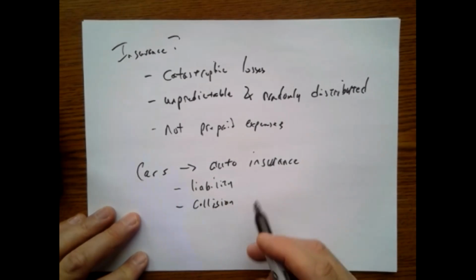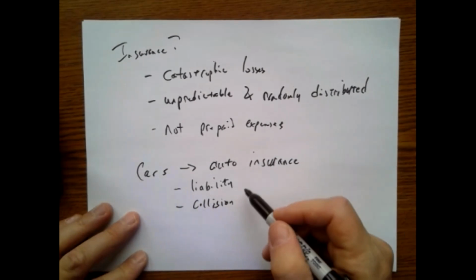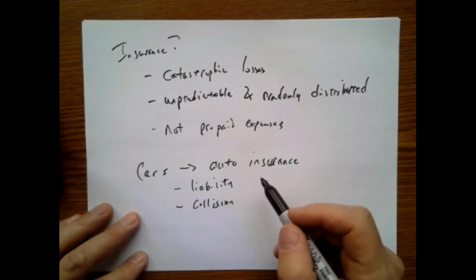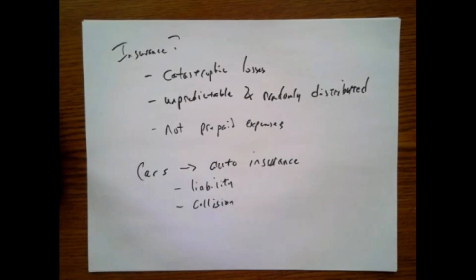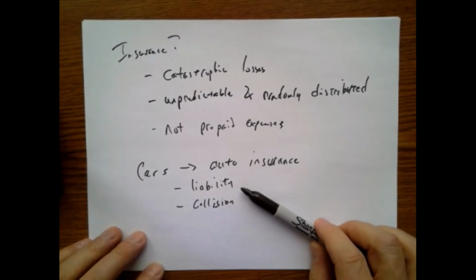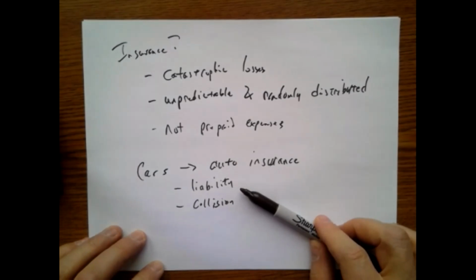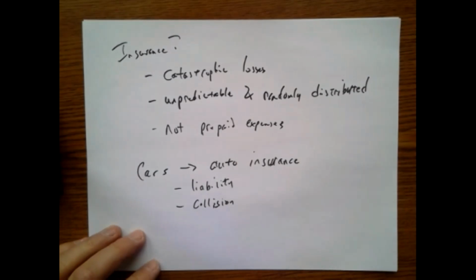So liability covers if you get in an accident and you cause harm to someone else, right? The liability portion of your auto insurance covers the harm that you do or you are responsible for to someone else. So if you get in a car accident and you cause $10,000 worth of damage to someone else's car, your liability insurance is going to make that person financially whole by giving them a check for $10,000.